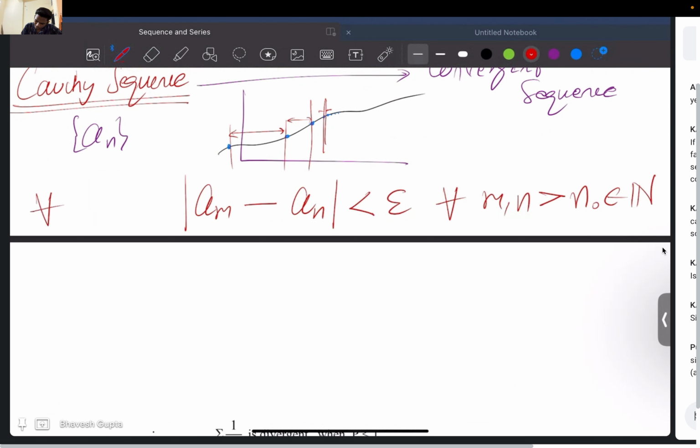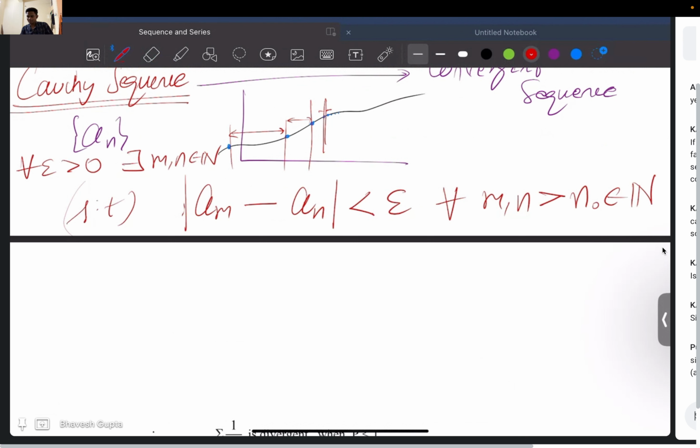So for all epsilon greater than 0, such that this is true. I think so. I have made a mistake here. I could have written more precisely. For all epsilon greater than 0, there exists n naught such that for all m, n greater than n naught, in the natural numbers, this is happening.